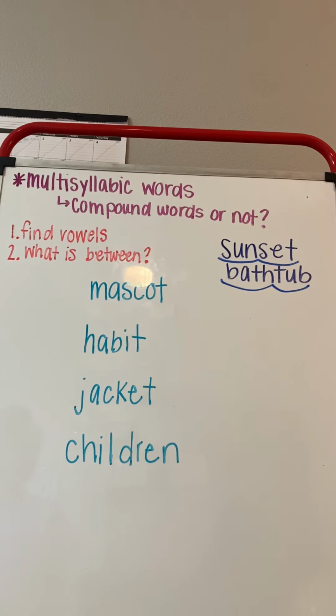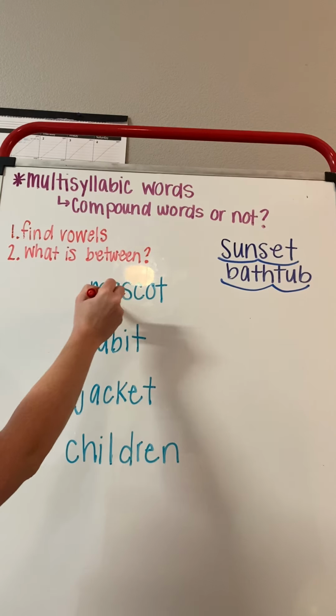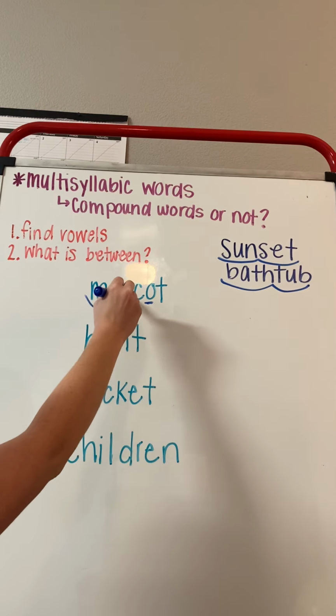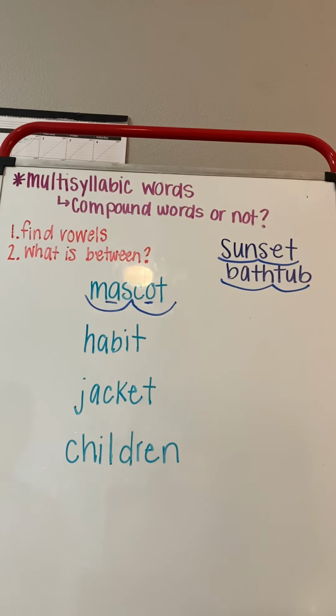Those are one syllable words. They have one vowel. Okay, so let's take a look at situation A right here. We have the word mascot, okay? I am going to find my vowels, so I have A and O, okay? Looking in between my vowels, I notice that I have two consonants, okay? If you remember correctly, if you have a situation where you have two consonants in between in a multisyllabic word, we are simply going to split those consonants so that each syllable gets a consonant, okay?